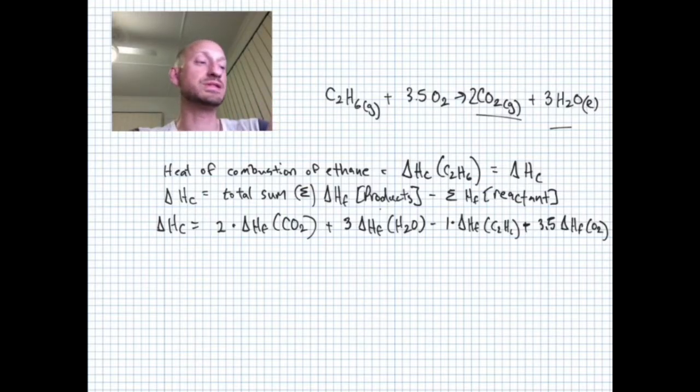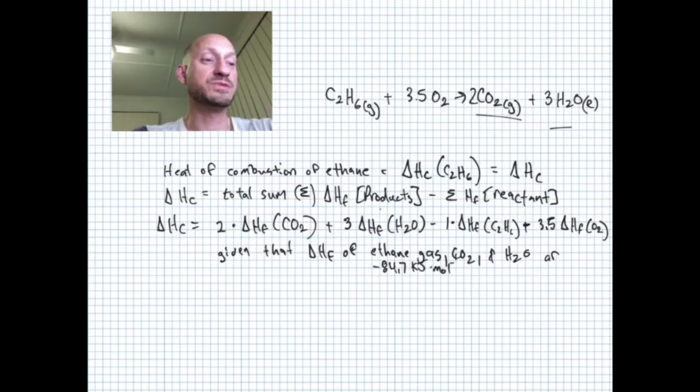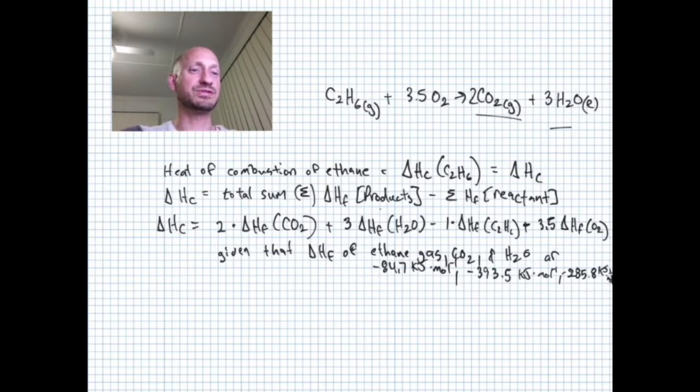So let's go ahead and do it further. Let's assume, given that, the heats of formation of ethane gas, CO2, and H2O are negative 84.7 kilojoules per mole, negative 393.5 kilojoules per mole, and minus 285.8 kilojoules per mole. So that's kind of scrambled around in there, but we get the idea.